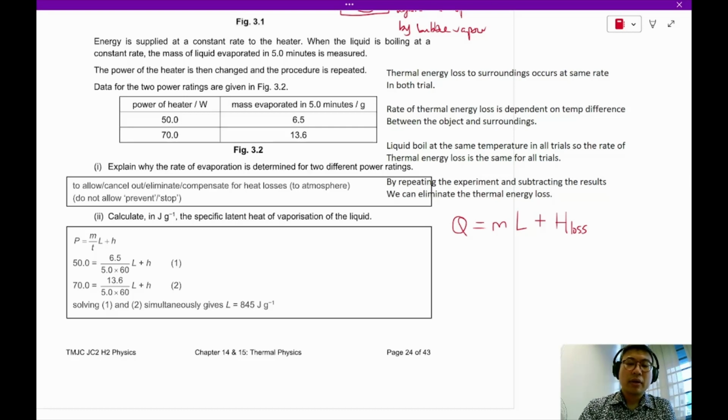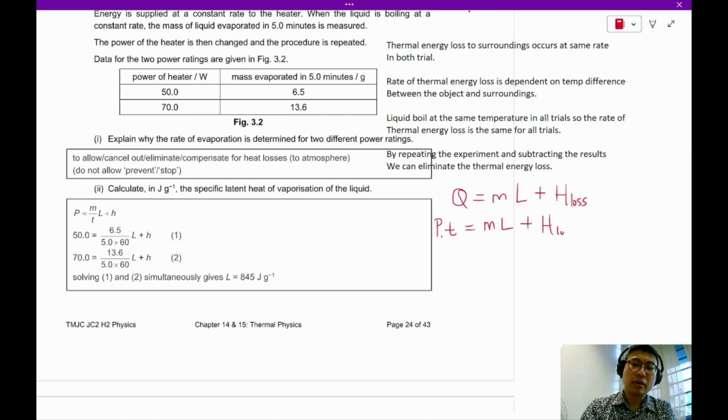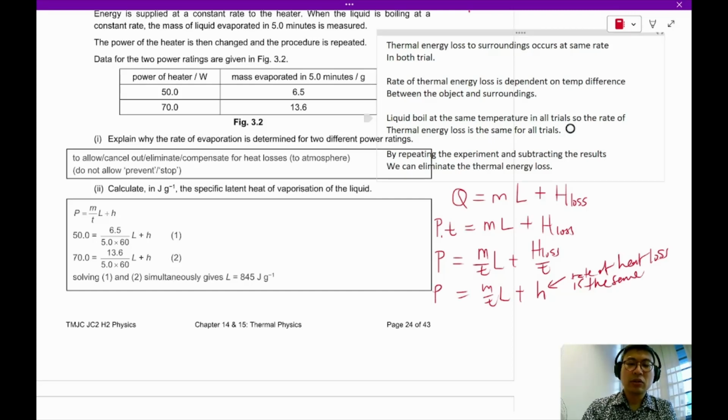Now, in A levels, we don't just use heat transferred, we use the power transferred over a unit time. So this is mL plus the heat loss term. Then the power is equal to m over t L plus H loss over t. It is precisely this rate of heat loss that is the same for different trials. So what does this mean?